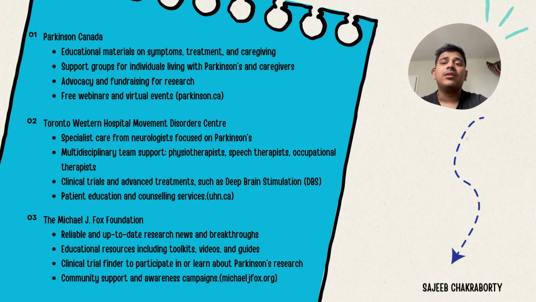And let's talk about the Michael J. Fox Foundation. They provide easy to understand research updates, guides, and videos to help families cope, and a clinical trial matching tool and online community engagement for support and inspiration. It keeps families informed about the latest breakthroughs and the ways to get involved in the fight against Parkinson's. And these three organizations play a vital role in helping Canadians manage the challenges of Parkinson's disease.